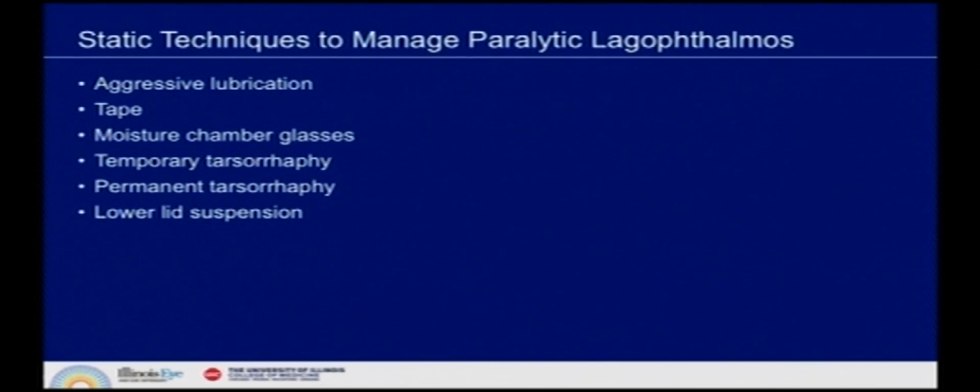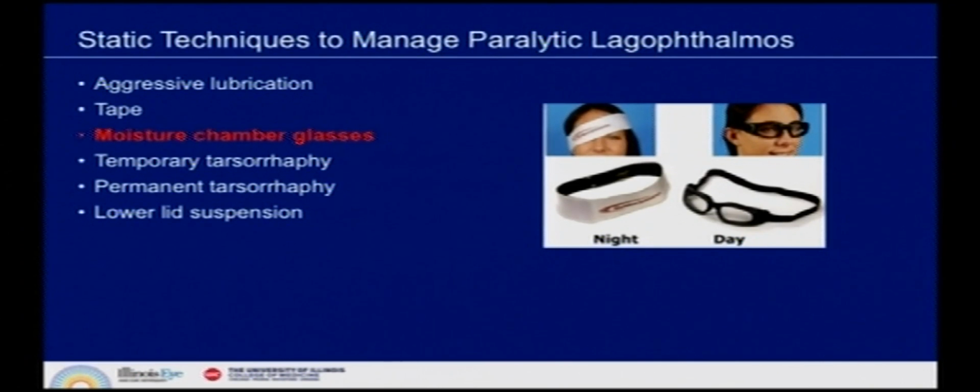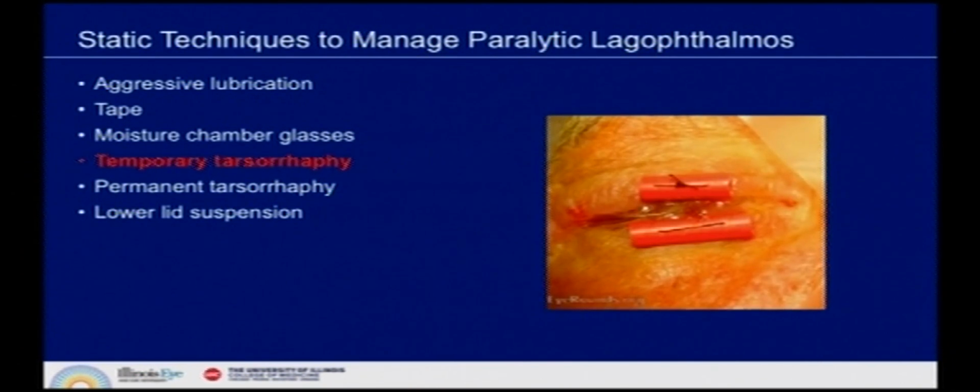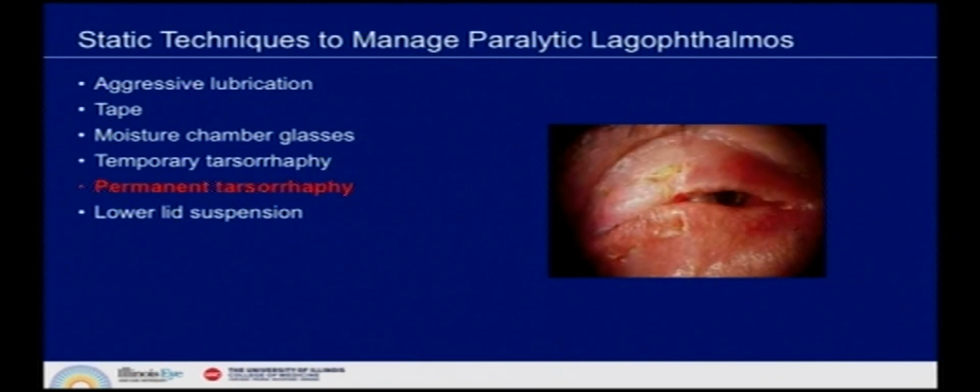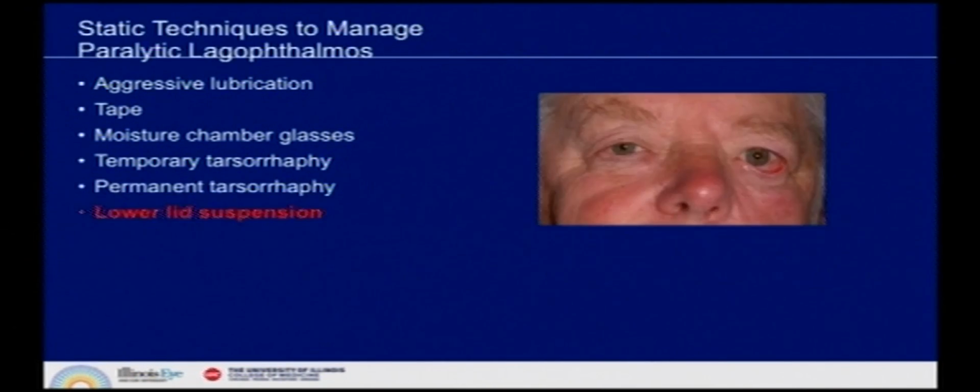So there's a number of techniques to manage paralytic lagophthalmos, and we're going to start with some static techniques. These are the things that we use acutely because if we're not sure what or how much recovery we're going to get, we don't want to proceed to very invasive procedures yet. So things like aggressive lubrication, taping the eyelid at night, moisture chamber glasses, cumbersome but work well, temporary tarsorrhaphies. Again, these are very effective, but they don't look good. But this may be very effective in someone who has an acute Bell's and you're just waiting for it to resolve. The permanent tarsorrhaphy, again, is very effective at closing and protecting the eye, but it's not very pretty. And finally, lower eyelid suspension for paralytic lower eyelid retraction.